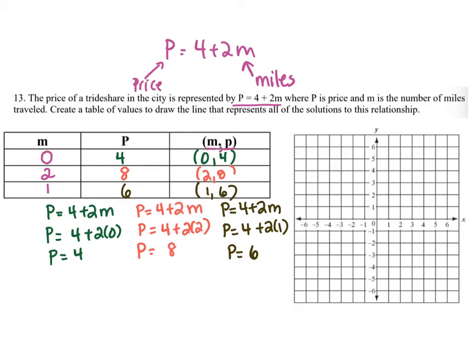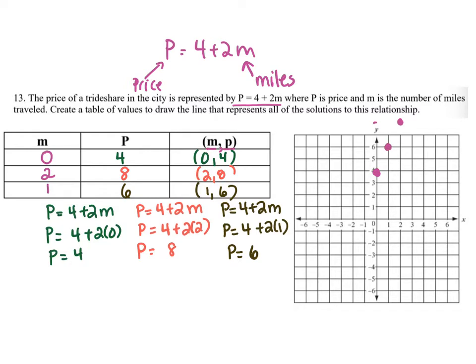Why don't you stop the video and see if you can graph the points as a review. So my point is 0, comma 4, so my x value, or excuse me, my horizontal is 0, but I go up 4. It's 2, 8, and I see that I ran out of a little bit of room, so I'm just going to have to make that as 2, 8. And my last one is 1, 6.